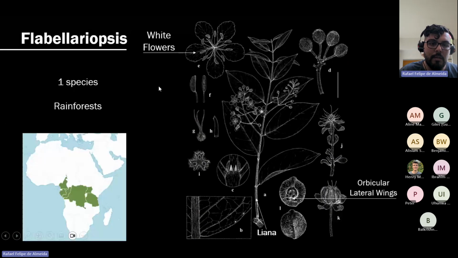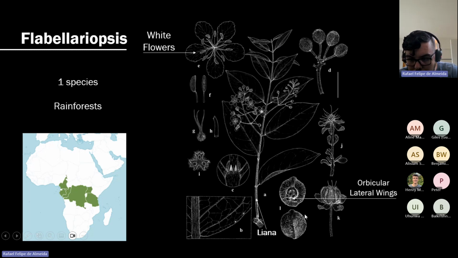Okay, so the next one is Flabellariopsis, also again a genus with a single species, mostly occurring in rainforests. This one I had access to a beautiful drawing, but we don't actually have any field photos so far from this genus. So it's kind of similar to Flabellaria, but they were placed in different clades within the molecular phylogenetic studies, so they were considered to be different and segregated genera. The only difference between them is that in the fruits of Flabellariopsis, you have an orbicular lateral wing, but it's not as well developed as in Flabellaria. The remaining morphological characters are actually very similar.